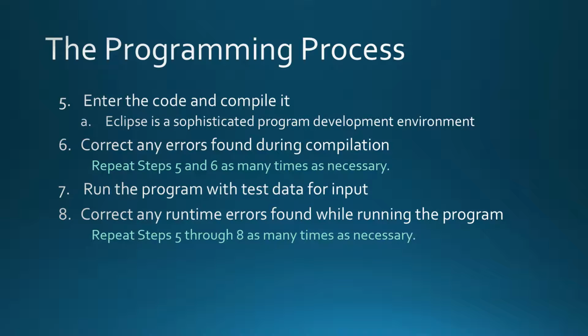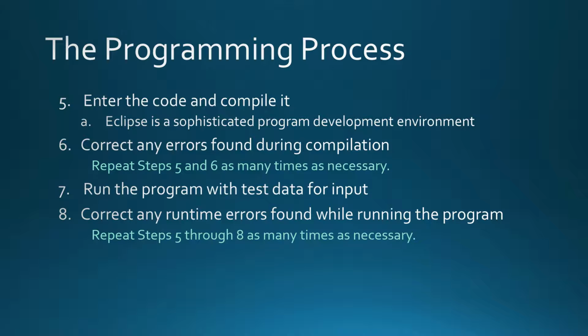And we'll correct any runtime errors found while running the program. Well, what are runtime errors? Sometimes a runtime error is an error that we make that causes the program to terminate abnormally. Dividing by zero is one of those. And we'll have to correct those. If we find any of those, we're going to have to correct it. And correcting it means we're going to have to go back to step 5, enter more code, make sure it's free of syntax errors, and then run it.